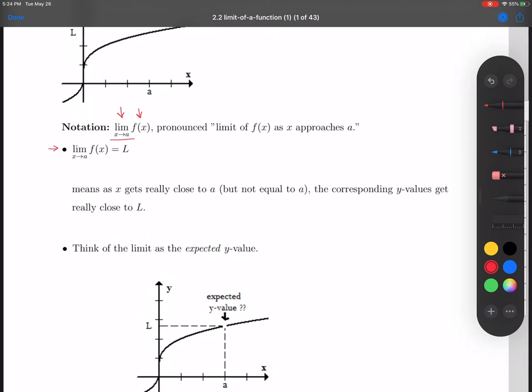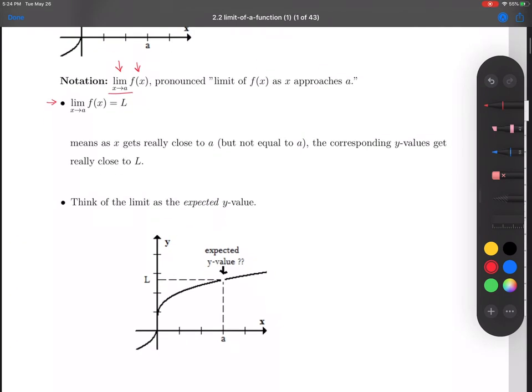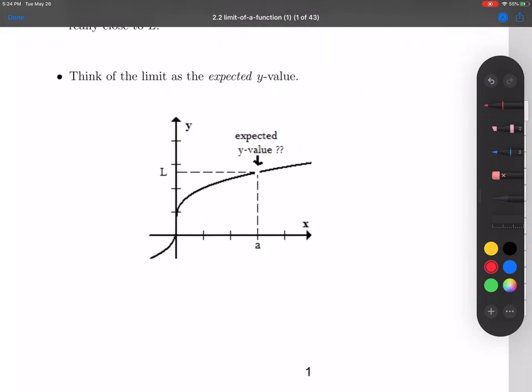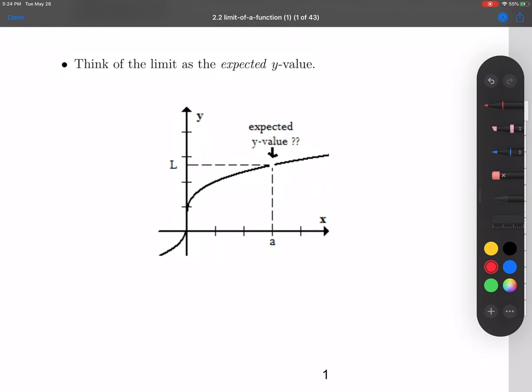Now I know it's kind of weird, but let's go ahead and take a look at a graph, and we're going to try to put into play what exactly is even going on here. So if you take a look at this right here, I have a down here, that's my x value, then I appear to have some L value here. Now, let's say we do not know what L is. We do not know what the y value is. That's why up there it says expected y value, question mark, because we don't know what it is.